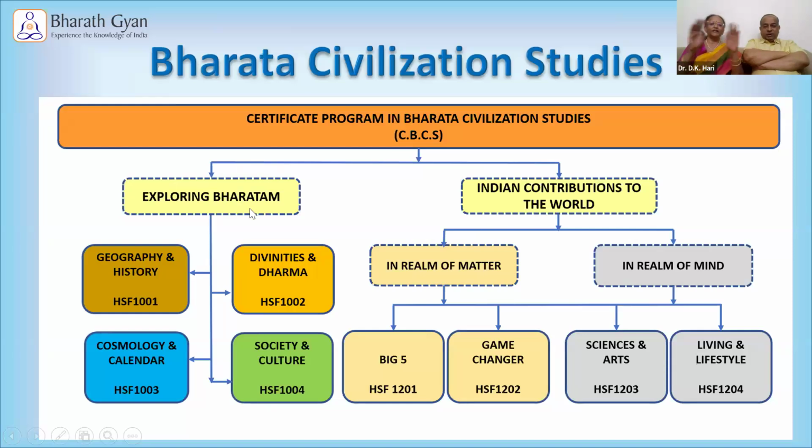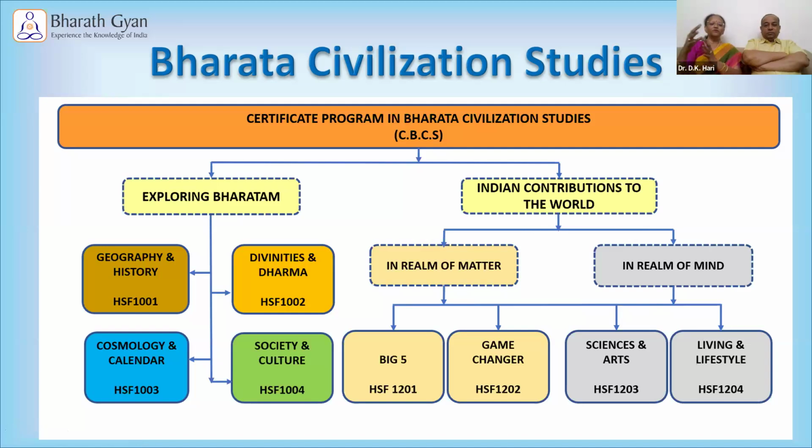And where we look at it as 2 parts. One, where we explore the civilization as such, through geography and history that we are going to do in this summer quarter. And then through its divinities and dharma, the aspect which is very unique. The understanding of dharma is unique. The concept of dharma is universal. So this is what we'll be seeing in the following quarter. And then we'll be looking at cosmology and calendar, and then society and culture. So this kind of gives us a good handle about the civilization.